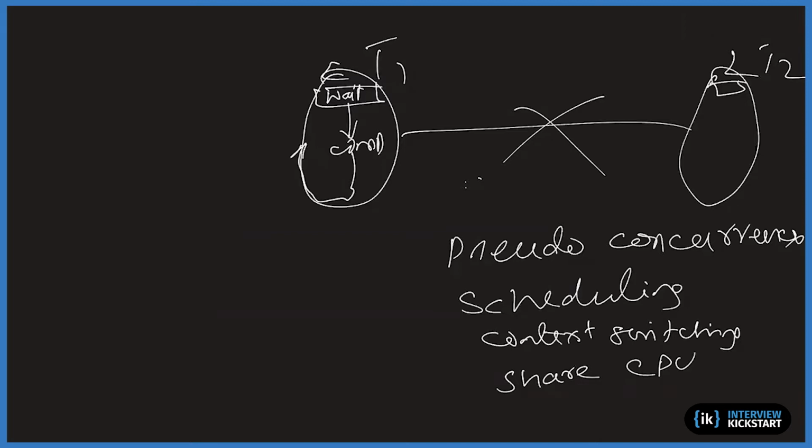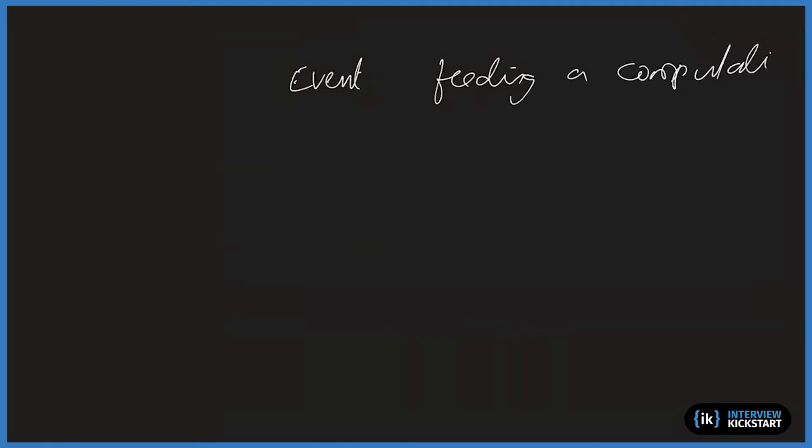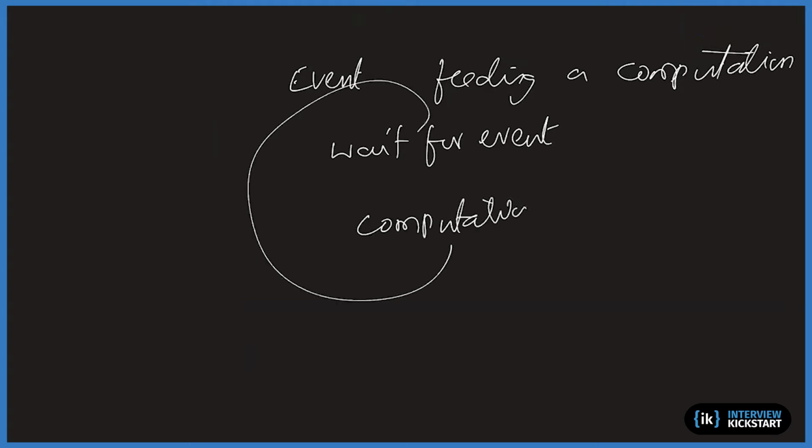Now, how do you do that? That is where the event-driven programming model comes in. Think of each event as feeding a computation. The computation can be anything. So you wait for an event. An event is something coming from the I/O interface or any signals that you may get, and then you do your computation, and then repeat. This is what I showed earlier, right?